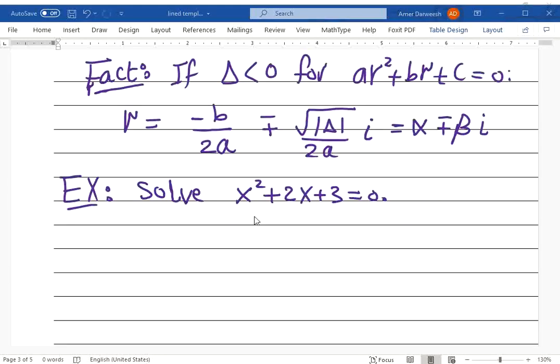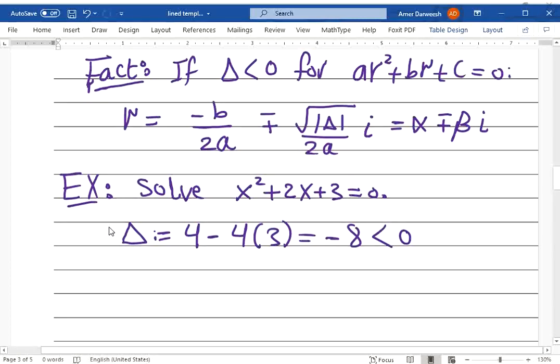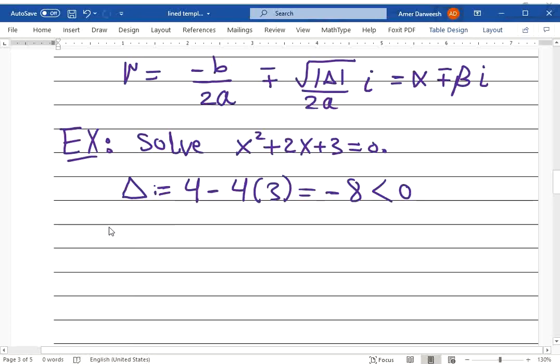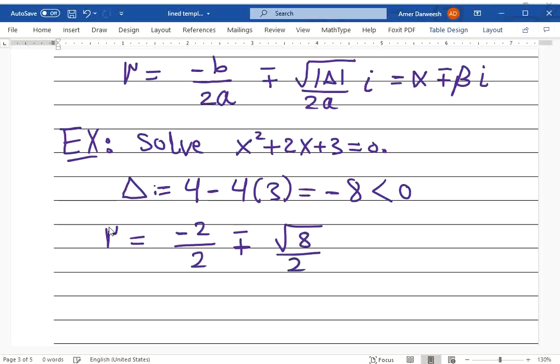Solve x squared plus 2x plus 3 equals 0. لو حاولنا نحلها بالتحليل أكيد ما راح تنفع لأنه ما في عندي عددين حاصل ضربهم 3 ومجموعهم 2. إذا خلينا نتأكد بحساب المميز, discriminant equals b squared which is 4 minus 4ac, so 12, which is minus 8, so it is negative. بما أنه المميز negative، I have complex roots. لو بدنا نحسب الروتس باستخدام القانون, it is minus b which is minus 2 over 2a, so it is over 2, plus minus square root of absolute value of minus 8, which is 8, over 2 i.